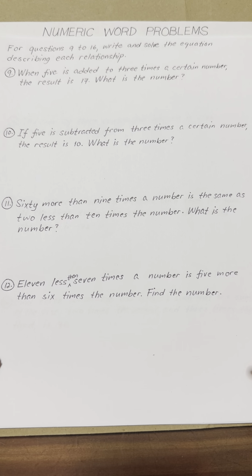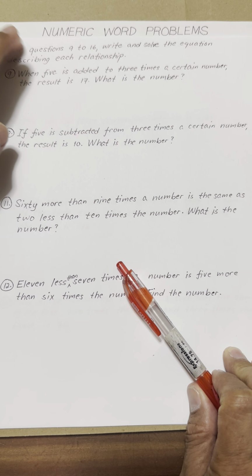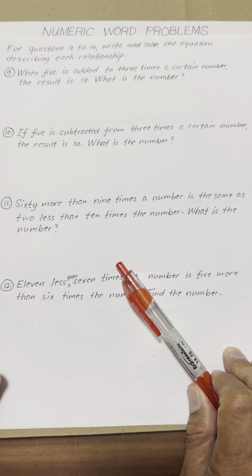So last time we have solved the first 8 problems. 1 to 8, we were asked to just write the formula or equation out of the given problems. So today, we have another set of problems from 9 to 16. But this time, we not only write the equation, but also we have to solve them. So solve the equation describing each relationship. Okay, so the first problem, we have problem number 9.